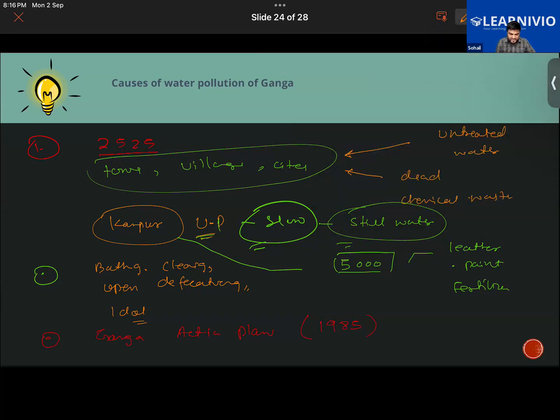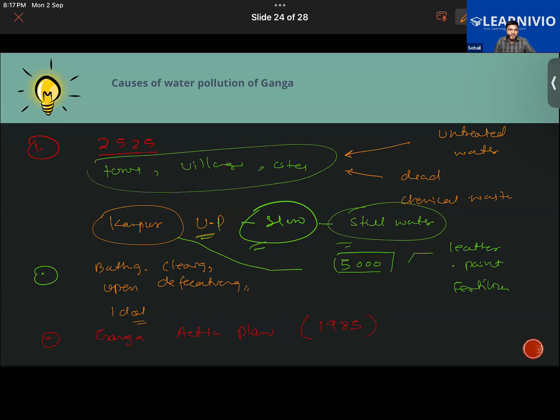Now, since 1985, it's almost been 40 years, but still we see that the Ganga river is polluted. Why? Because industries have been increasing, and the population of India has been increasing. Because of that, it has caused so much damage to the river that if someone were to drink the water from the river Ganga at certain places, they might become sick.